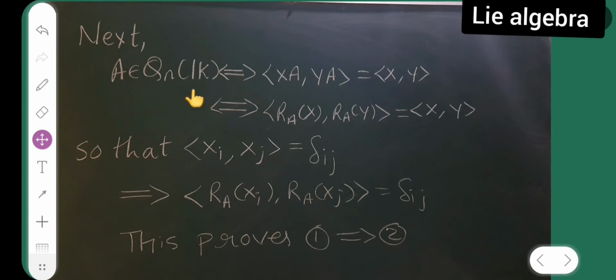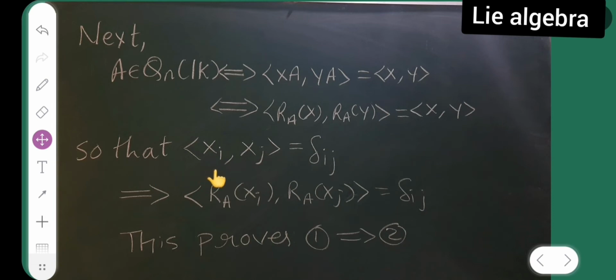A belongs to On of K implies, in both ways, the inner product of xa comma ya. Now this is the definition which I have already given you all. The inner product of xa comma ya is nothing but the inner product of x comma y. Now this I can write in terms of Ra of x. In the previous chapters also I have done this. So xa I can write as Ra of x, comma Ra of y, is equal to the inner product of x comma y.